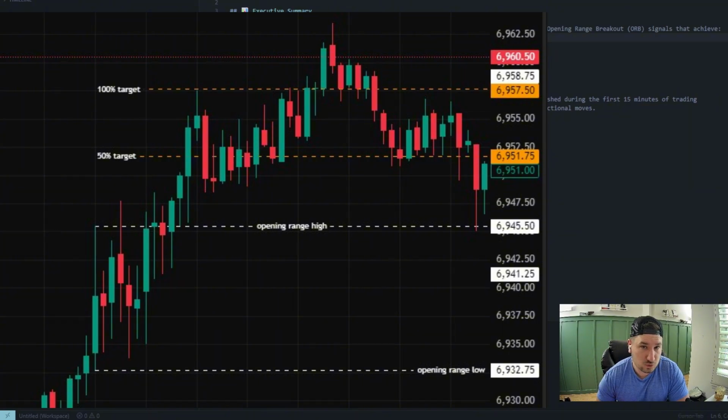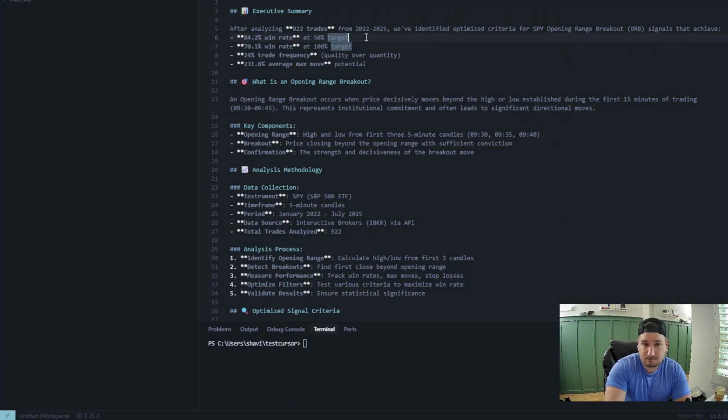If that range was $2 and we're shooting for the 100% target, that means that we have a 70% chance of hitting a $2 move on SPY once that breakout was detected. Okay, that is huge in my opinion. That's pretty big, because this is a win rate of 84.2, even if you round it down to 80.